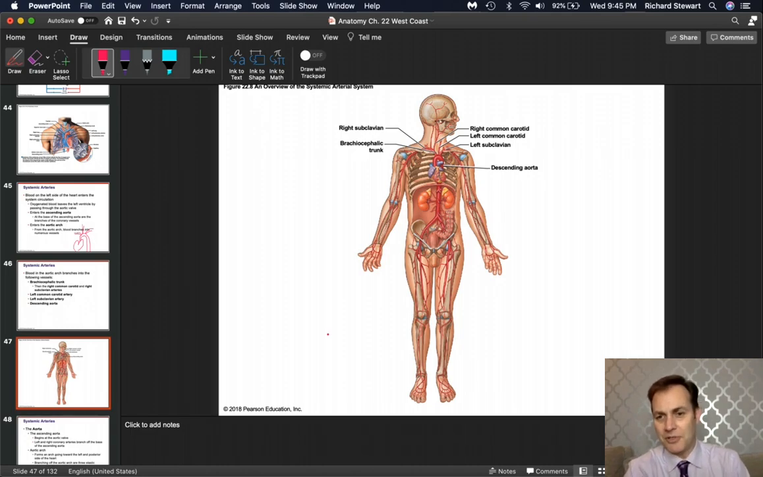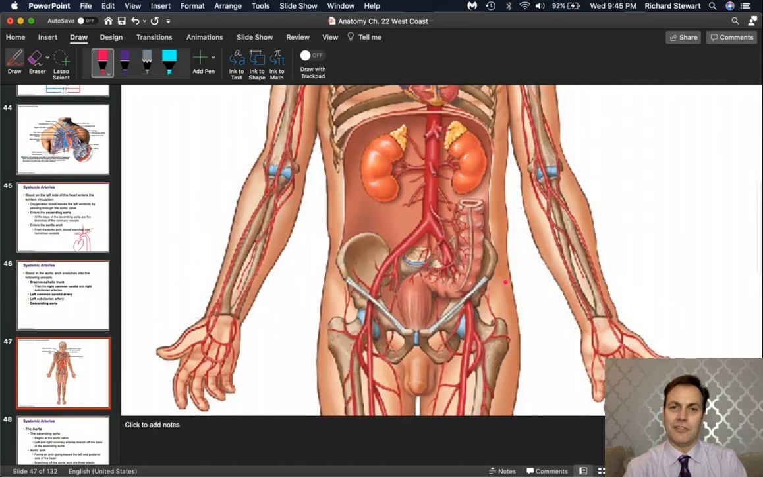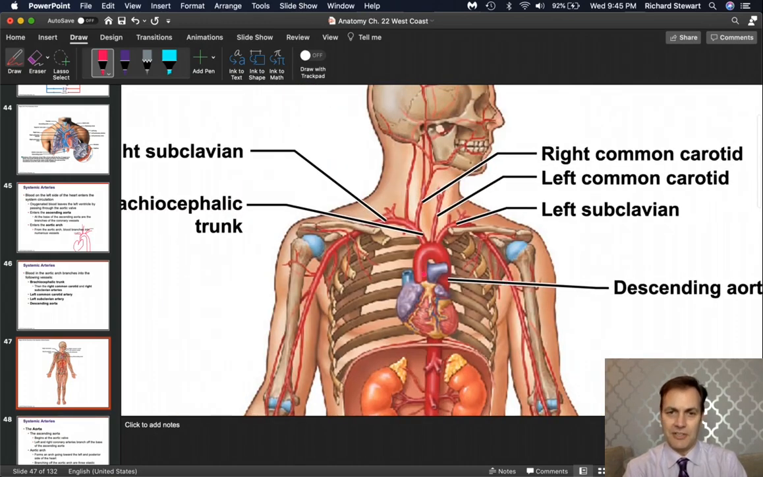Okay, the best way to do this is take this picture and blow it up. As we blow this picture up, you can see right here. We are now, let me get that glitter pen again.